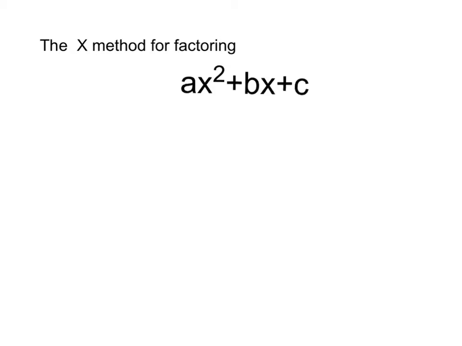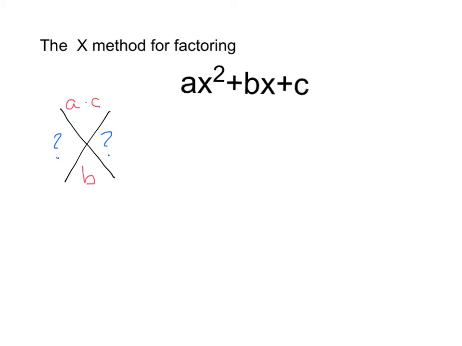So the X method is built around this ax squared plus bx plus c format. And why we call it the X method is very straightforward. We're going to draw an X, and at the top of this X will be the value of A times C, and at the bottom will be the value of B. And so what we need to do is find ways to fill in the two unknown parts of the X.